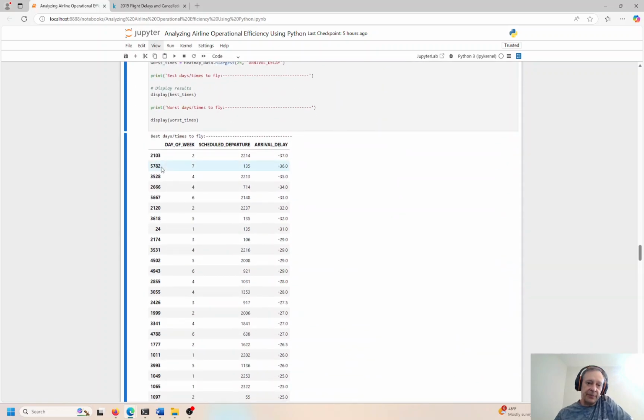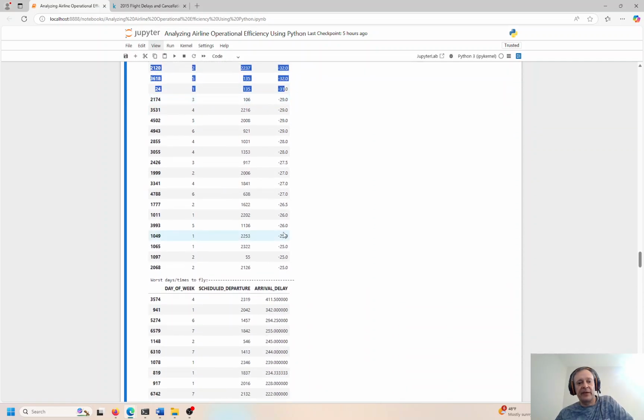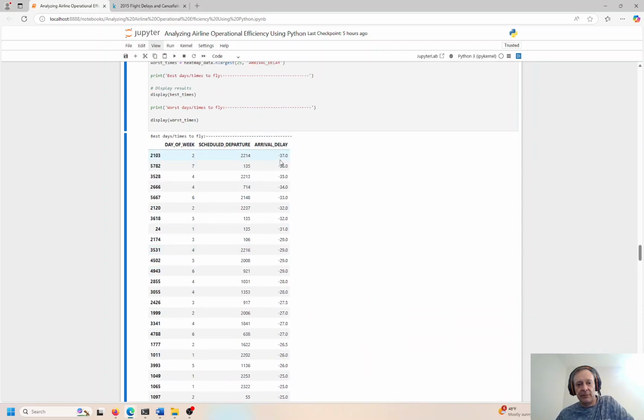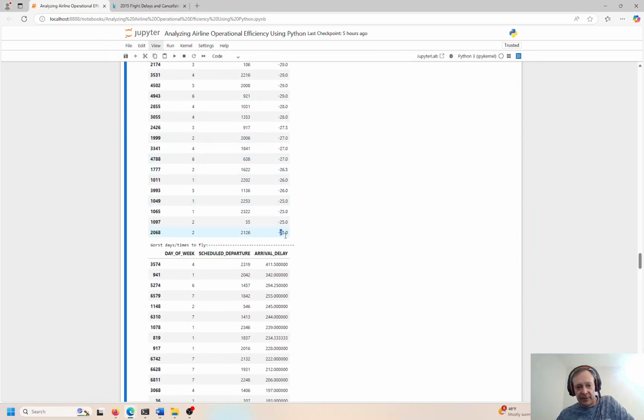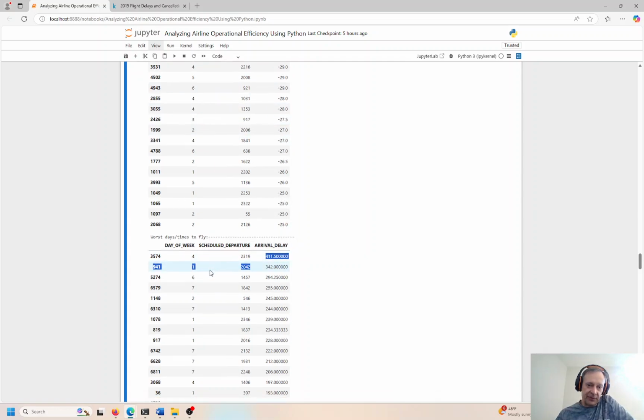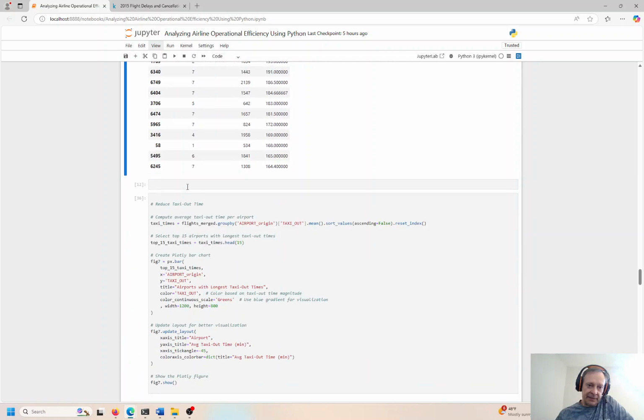Okay, let's look at a heat map based on the day of the week and the scheduled departure or arrival, in descending order. Is there a delay? These are all negative, right? So the flight actually got there early. This is 37 minutes early down to 25 minutes early, and these are the delays down here. So these are the best on the top, and these are the worst days and times to fly. Okay, and that is a blank cell. I can just delete that.